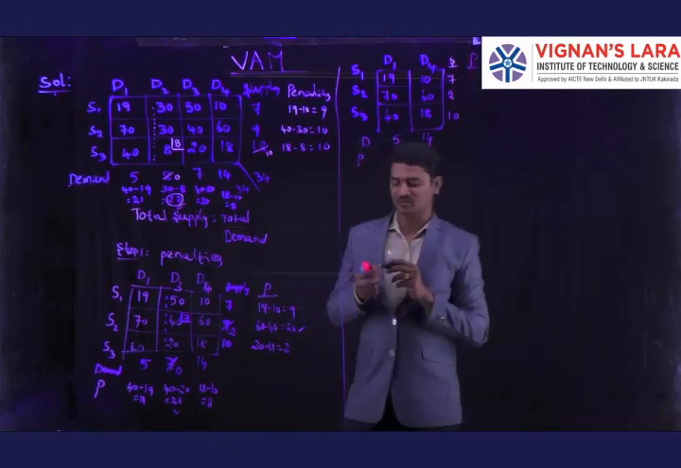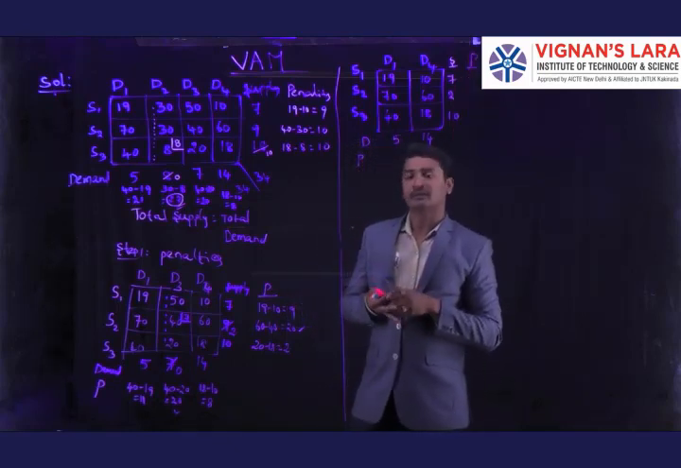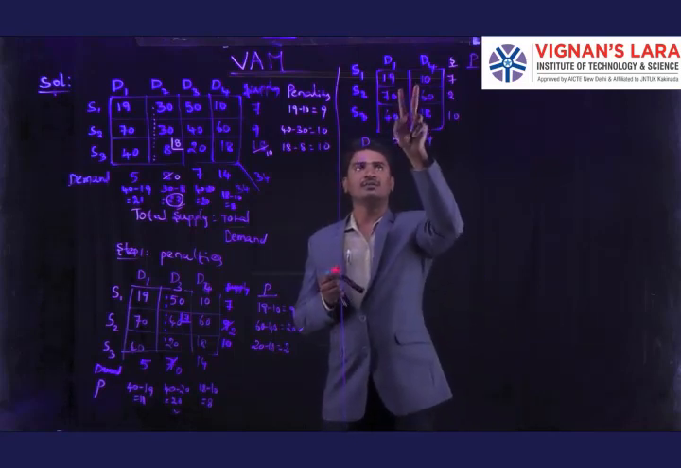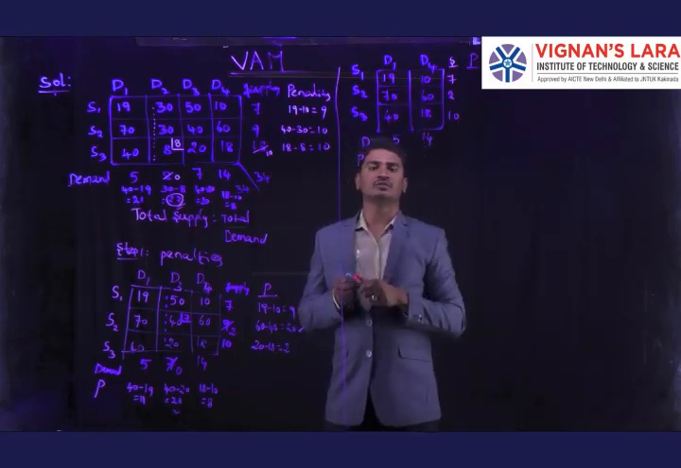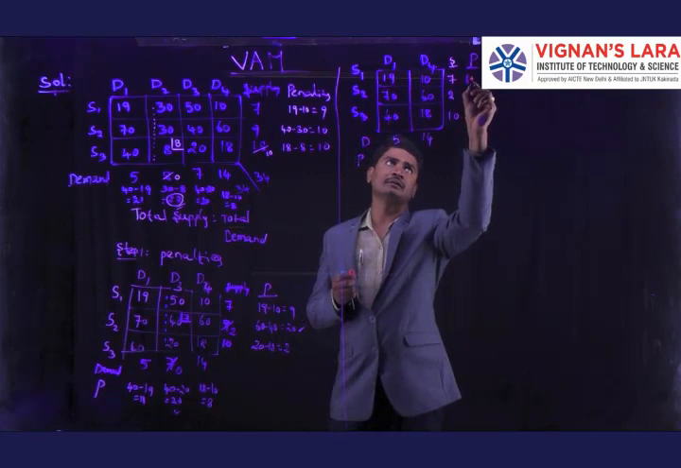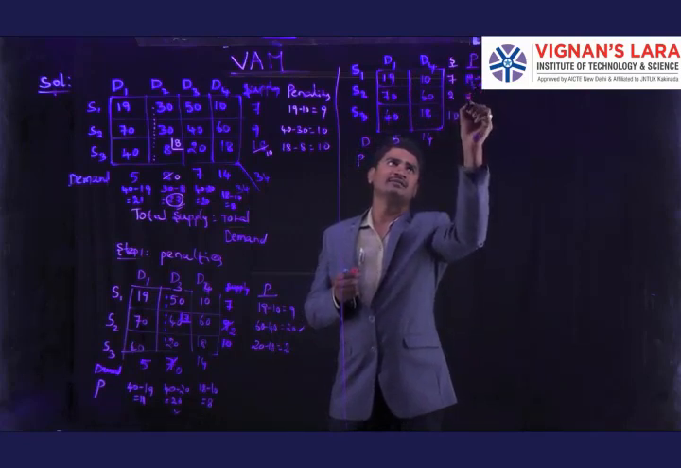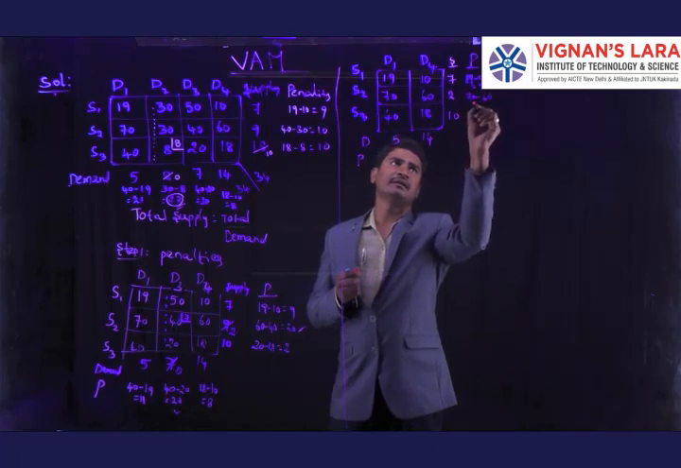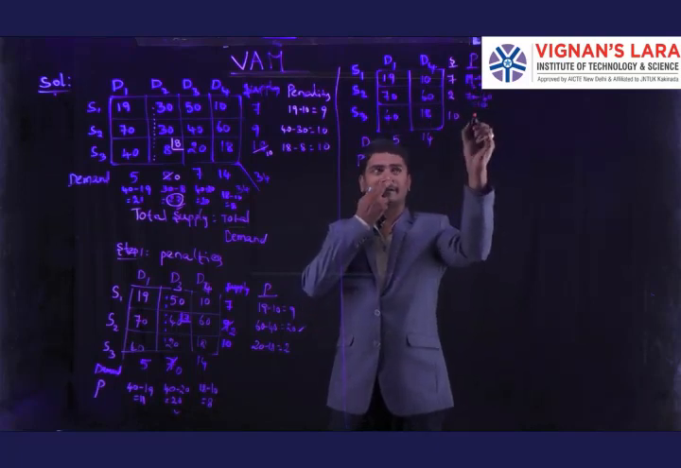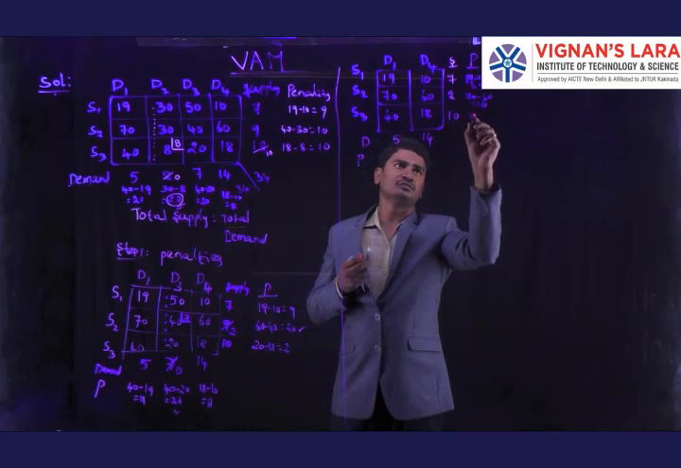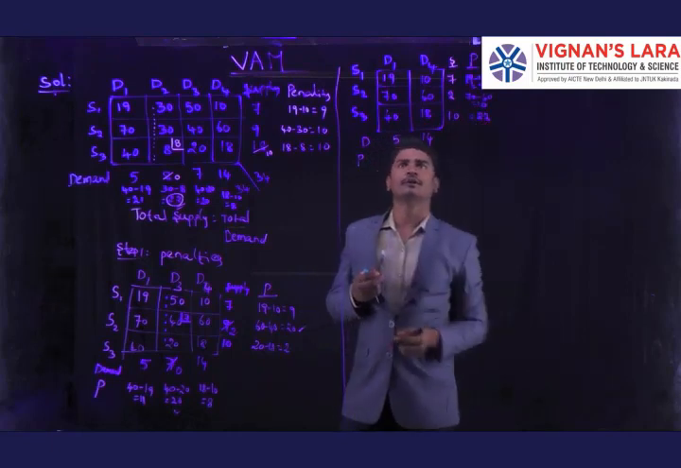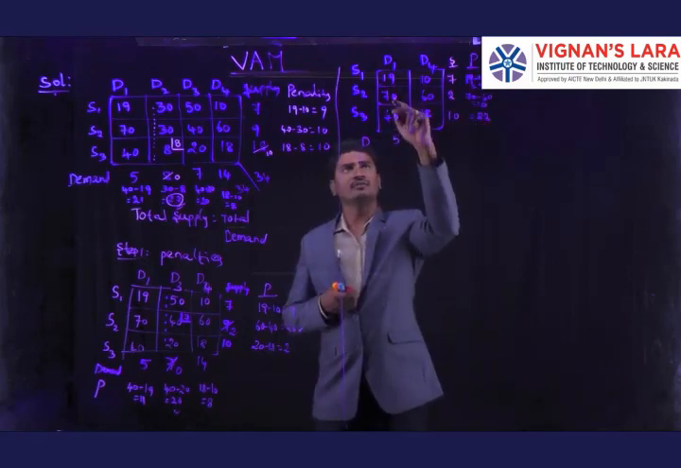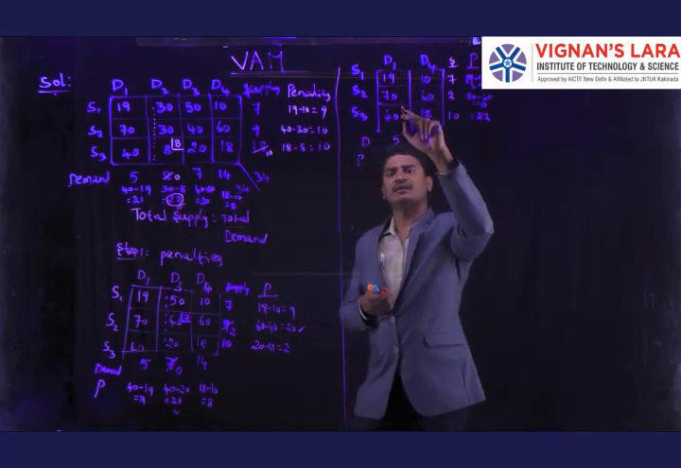Coming to the first row, what is the penalty? Here we have only 2 columns, so we are taking the difference between these two. 19 minus 10, 9. Here 70 minus 60, 10. Here 40 minus 18, 22. Okay. Next, coming to these columns, 19 is there, 70 is there, 40 is there.